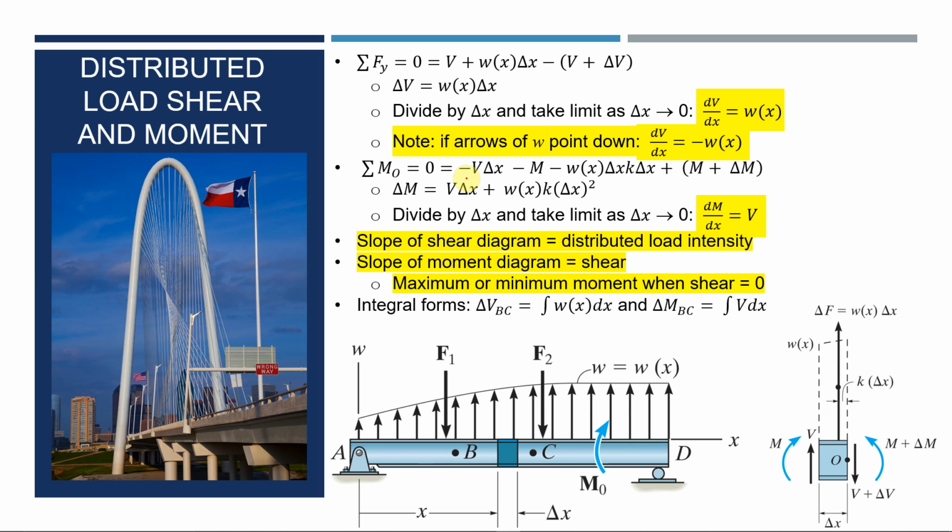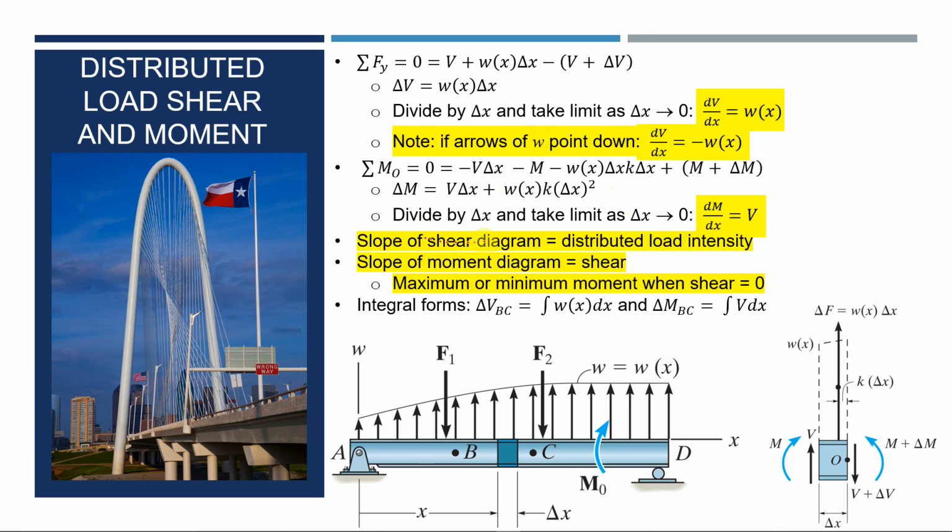So the moments: we have the one shear. This shear is not going to count because we're taking moments about 0.0. So this shear will count: negative V delta x. Negative M, also in the clockwise direction. Positive M plus delta M, counterclockwise direction. Now that K factor, the moments due to this force: we have the force W of x delta x times the lever arm K delta x, and it's negative because it's going in the clockwise direction. And we solve for delta M. We get this expression right here.